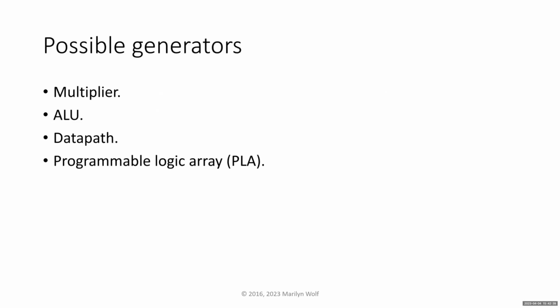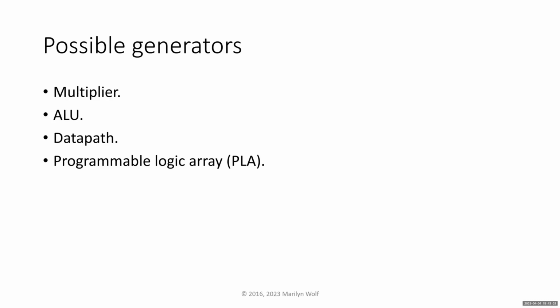Okay, so what kinds of generators could you build? Multipliers are regular. That's good. ALUs, similarly regular. Data paths build upon multipliers, ALUs, register files in order to build another level of regular structure. But what I'm going to concentrate on here today is the programmable logic array, or PLA.